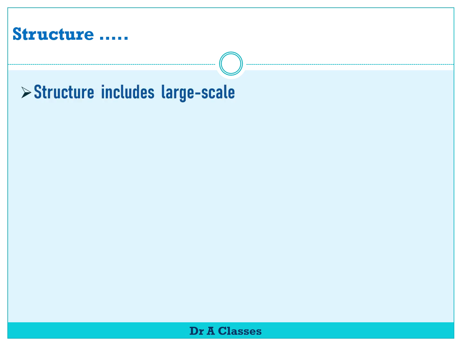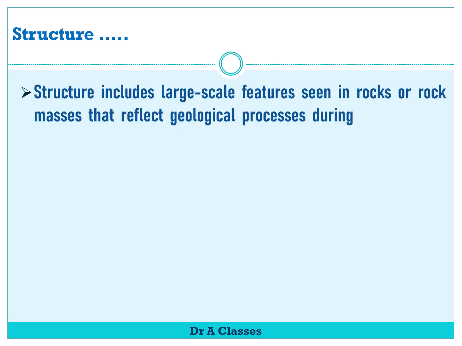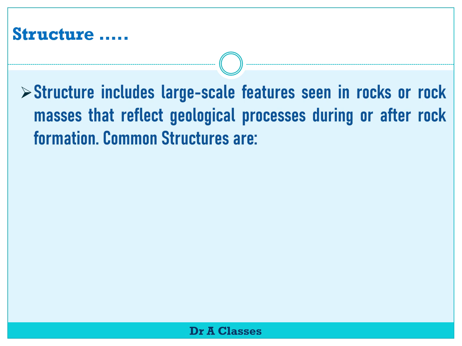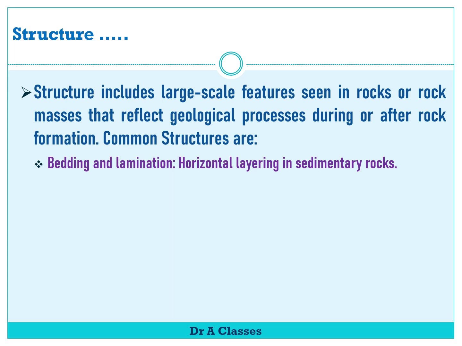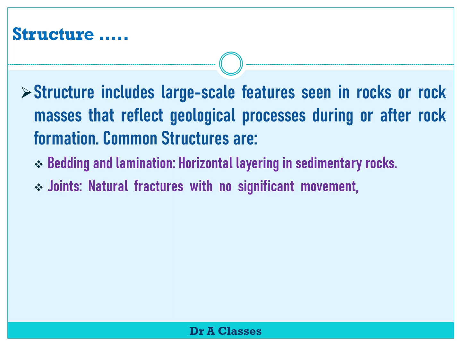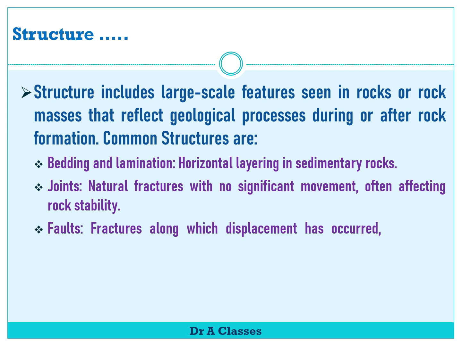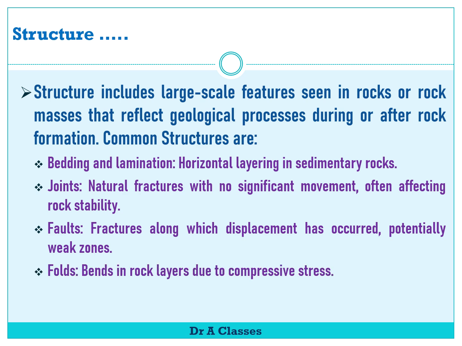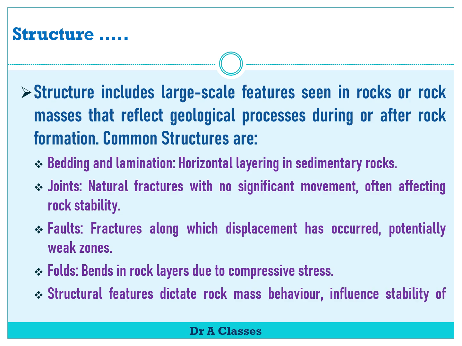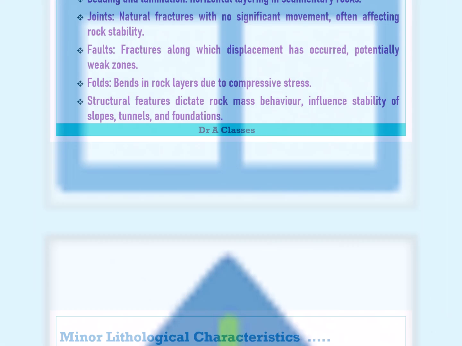Structure. Structure includes large-scale features seen in rocks or rock masses that reflect geological processes during or after rock formation. Common structures are bedding and lamination, horizontal layering in sedimentary rock; joints, natural fractures with no significant movement, often affecting rock stability; faults, fractures along which displacement has occurred, potentially weak zones; and folds, bends in rock layers due to compressive stress. Structural features dictate rock mass behavior and influence stability of slopes, tunnels, and foundations.